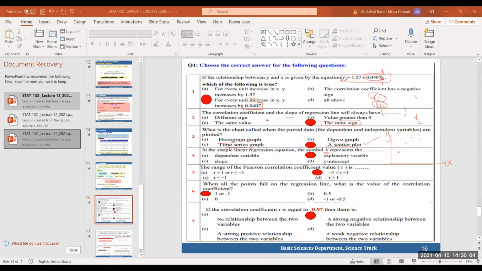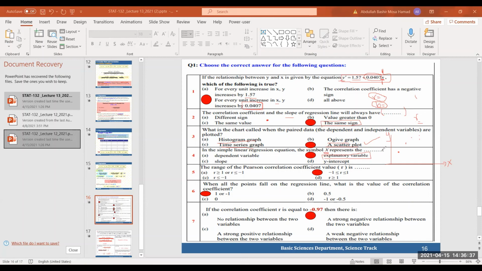Y is dependent. Also we call it outcome. Also we call it response variable. X, we call it independent variable or explanatory variable. Both are the same. So it is independent or explanatory variable. Both are right. For Y, we can say dependent variable or response variable or outcome variable.